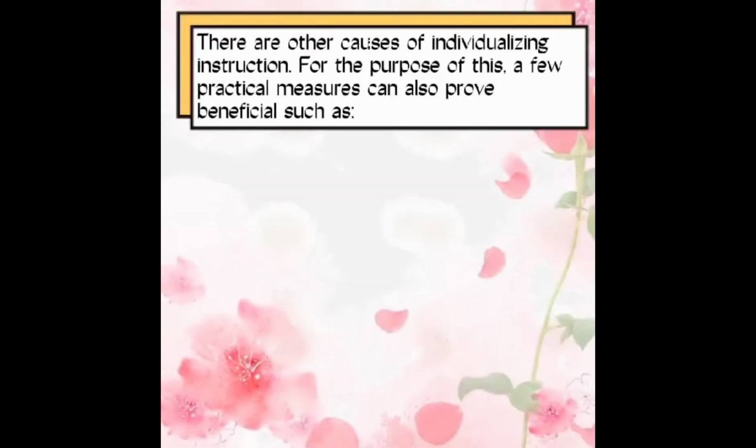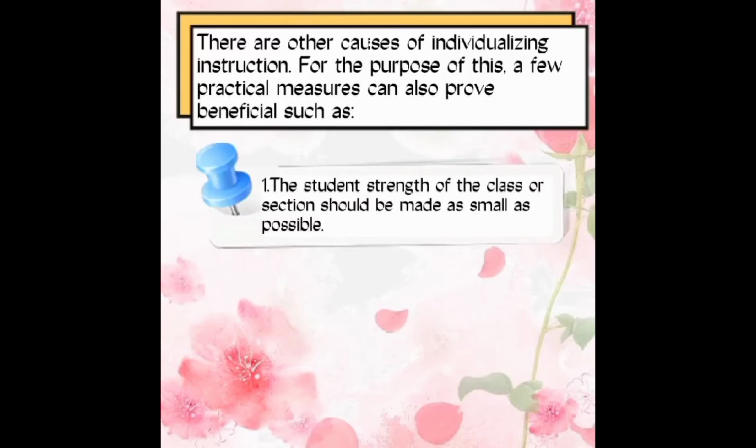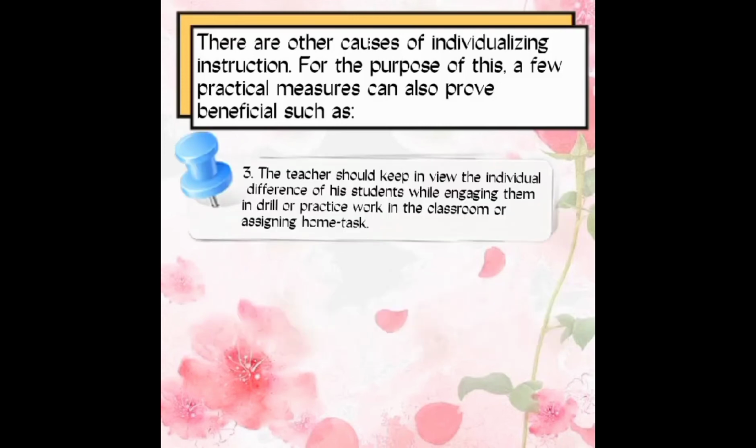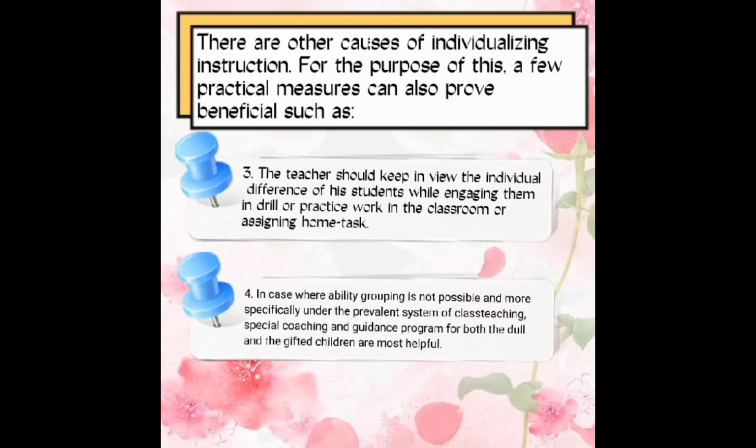There are other causes of individualizing instruction. For the purpose of this, a few practical measures can also prove beneficial, such as: 1. The student's strength of the class or section should be made as small as possible. 2. The teacher should try to pay individual attention to the group under instruction. 3. The teacher should keep in view the individual difference of his students while engaging them in drill or practice work in the classroom or assigning home task. 4. In case where ability grouping is not possible, and more specifically under the prevalent system of class teaching, special coaching and guidance program for both the dull and the gifted children are most helpful.